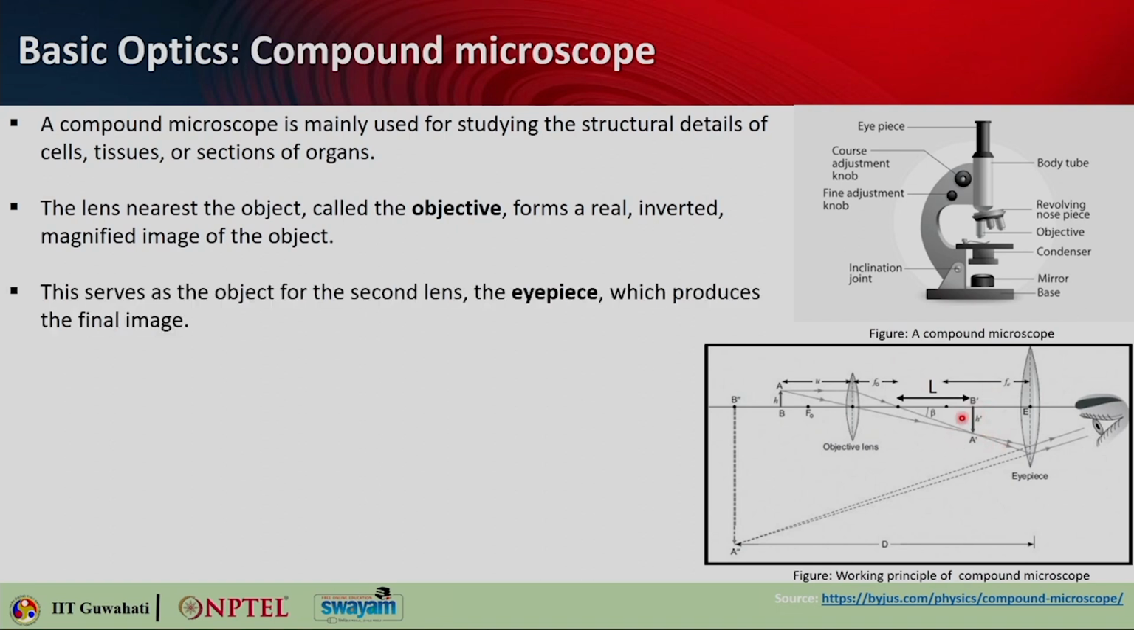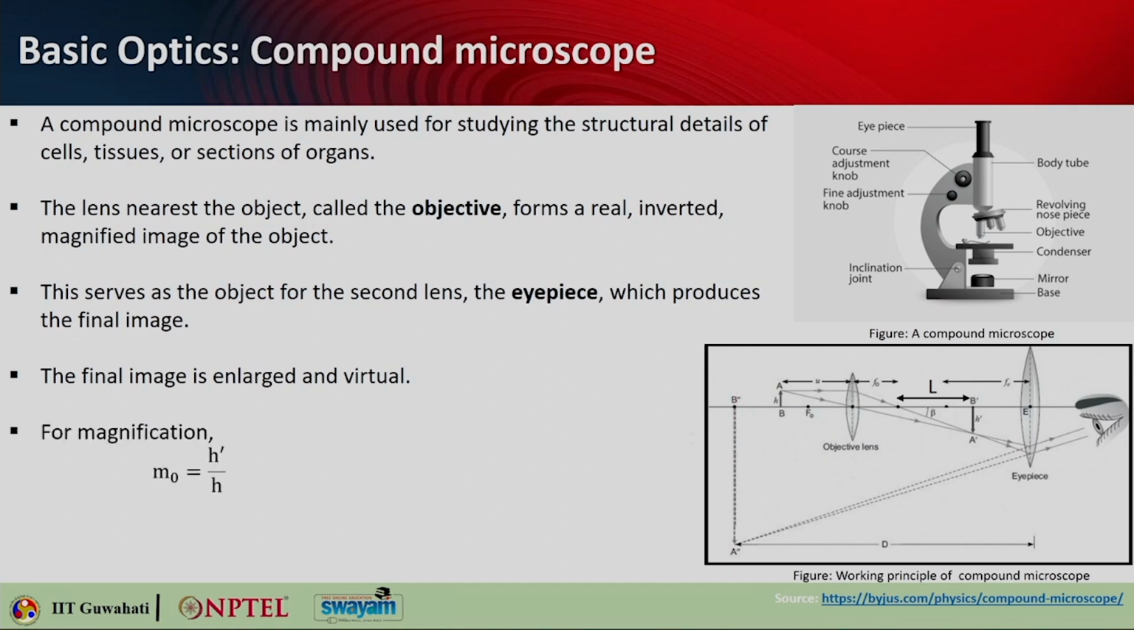And this will basically serve as an object for the second lens, which is the eyepiece, and this eyepiece will produce the final image, which is a much larger magnified version. You can see the final magnified image is A double prime B double prime, and it is really enlarged and it is a virtual one.